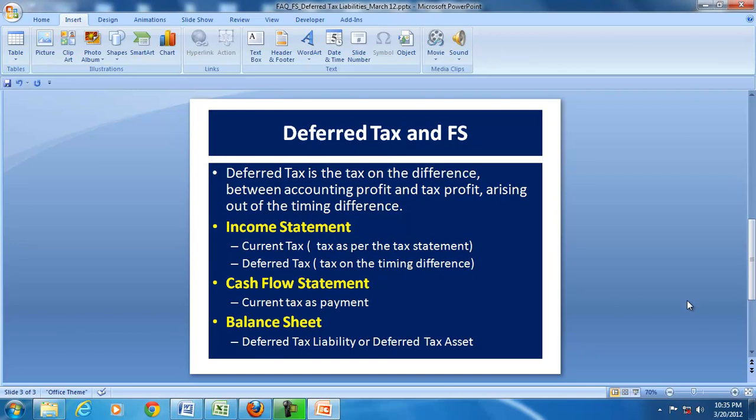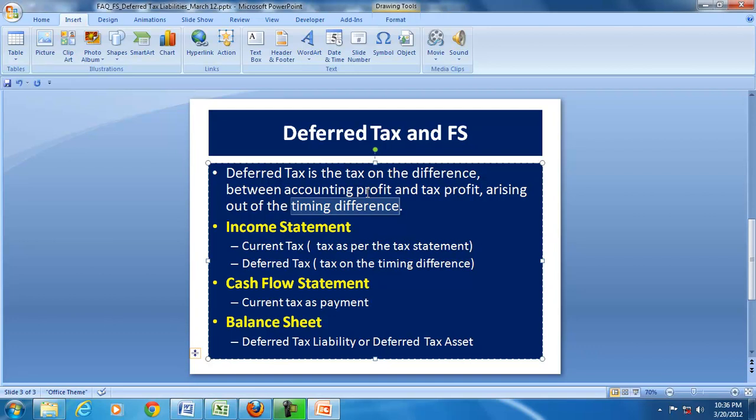According to the accounting standard, the deferred tax is the tax on the difference between the accounting profit and tax profit or taxable income arising out of the timing difference. In other words, deferred tax is a tax on the timing difference, and the timing difference arises because of the accounting policies relating to depreciation, amortization, and other accounting assumptions which a company may follow, which are different for accounting and a different set of policies for taxation.